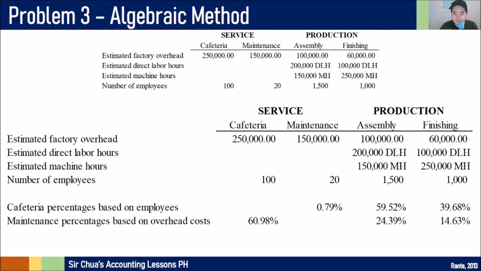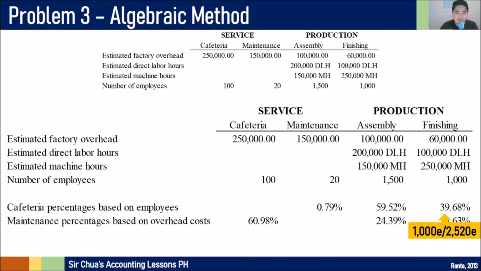Okay? So, the 0.79% came from 20 employees over 2,520 employees. Okay? Yan po yun. And then, for assembly naman po, 1,500 employees over 2,520. And then, for finishing, 1,000 employees over 2,520. Siyempre, si mismong cafeteria, wala siyang available percentage kasi siya nga yung ipamimigay, di ba?